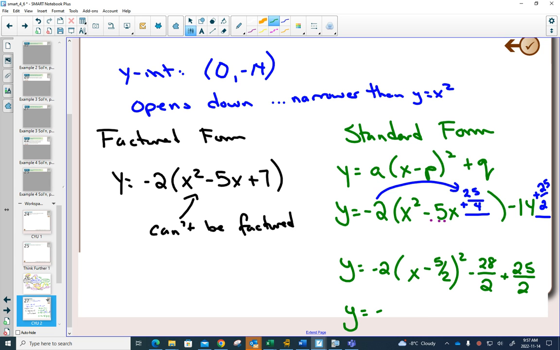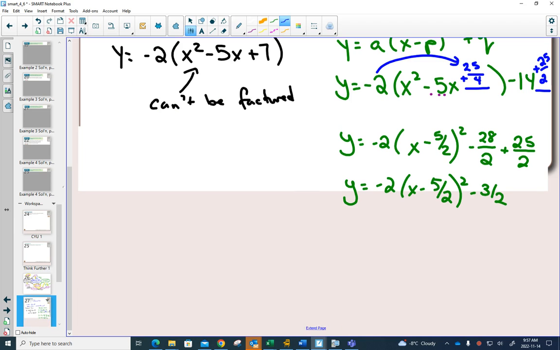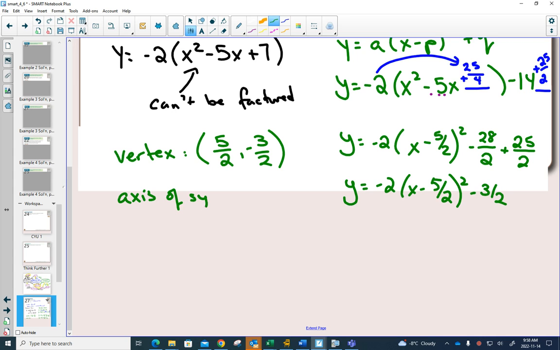And so, simplifying this equation, I now know my vertex is at 5 over 2, comma, negative 3 over 2. I know that my axis of symmetry is at x equals 5 over 2. I can start drawing my graph.